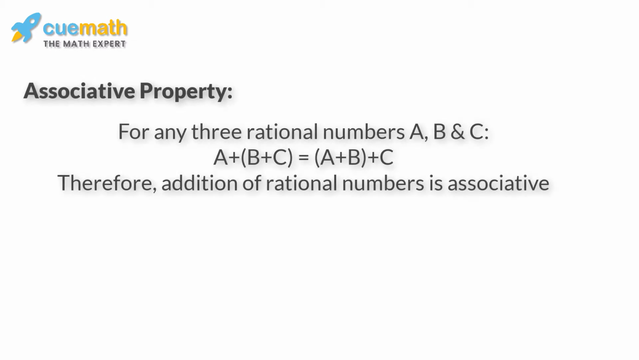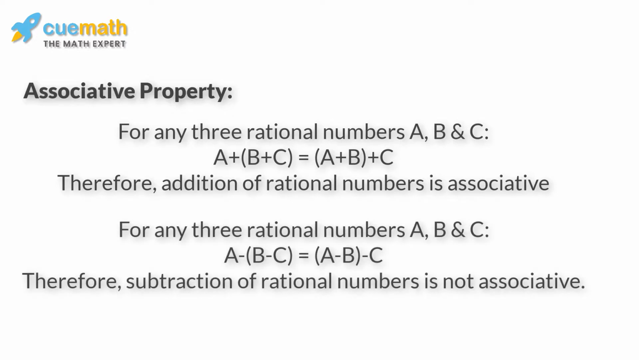When it comes to the third property, the associative property, the addition of rational numbers is associative, that is a plus b plus c inside the bracket is equal to a plus b inside the bracket plus c. But the subtraction of rational numbers is not associative, that is a minus inside the bracket b minus c is not equal to a minus b inside the bracket minus c. Now we just took a few examples to verify these properties. You can take more examples and verify them for yourself.